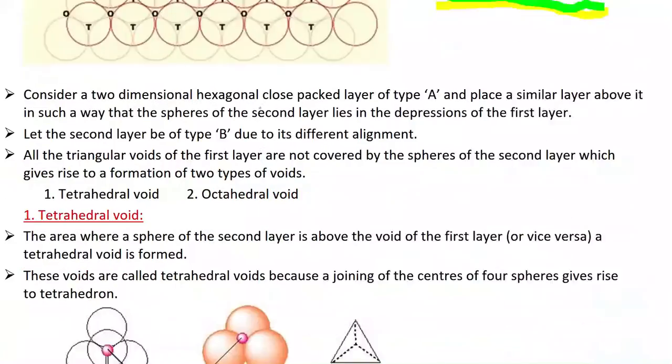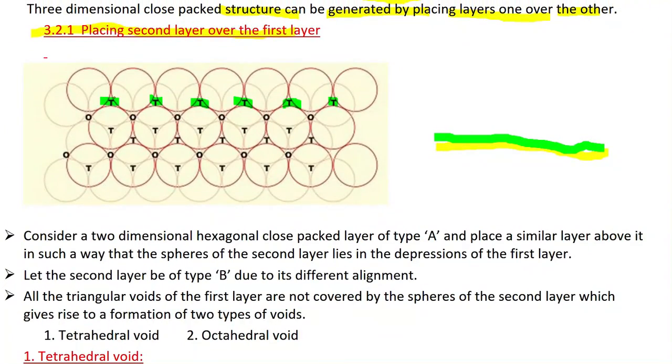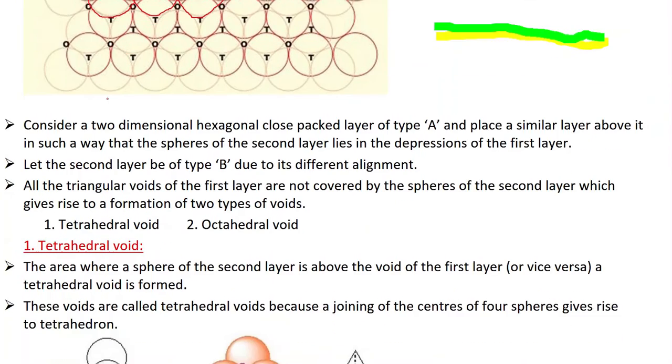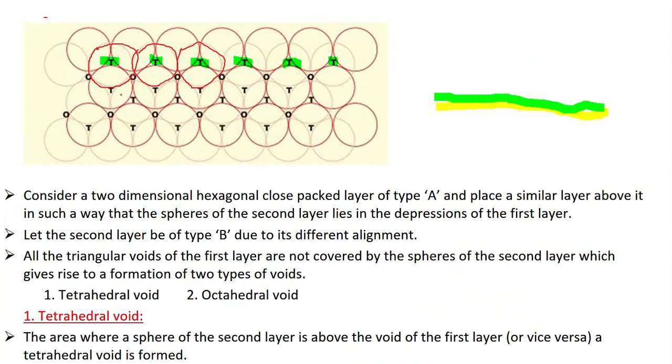Now I come to this structure again. You can see here the sphere of the first layer, this is the second one, and this is the third one, and so on. So we placed the sphere of the second layer on the triangular void of the first layer. I told you that while placing the second layer we got two types of voids: a tetrahedral void and an octahedral void.